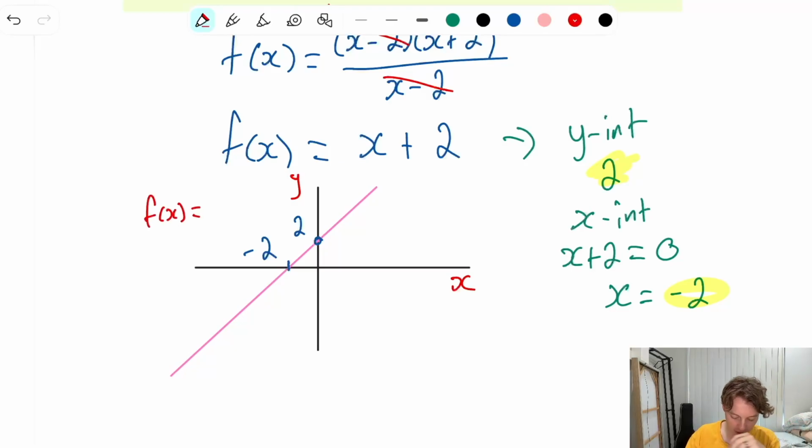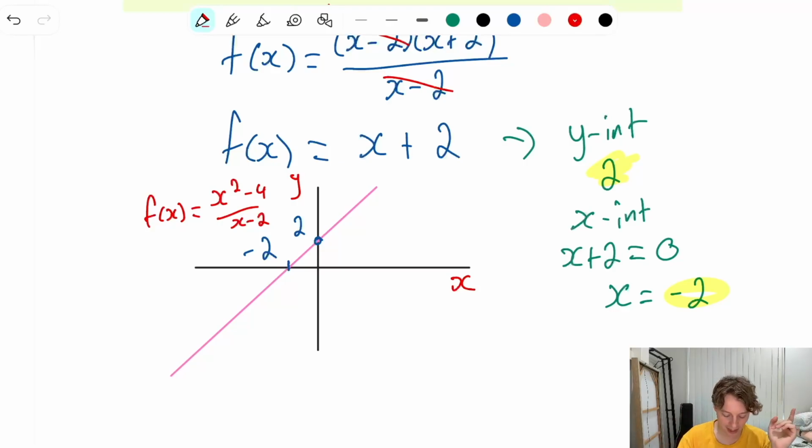My function is equal to, we're going to write out our original function, that is x squared minus 4 over x minus 2. So that's my function. I've got my straight line. I've labeled everything. Happy days, full marks. The issue is, I have no asymptotes.